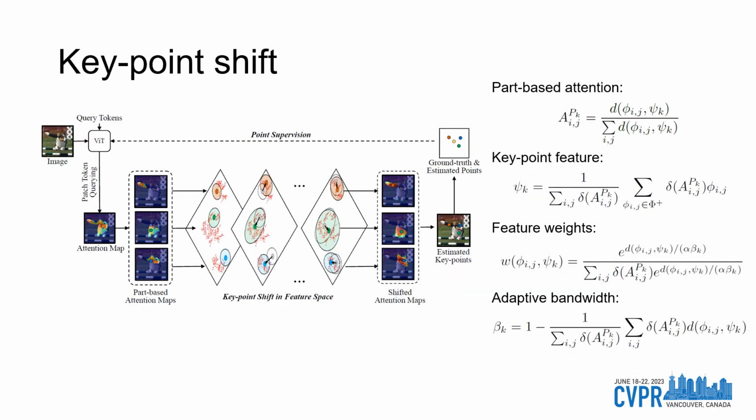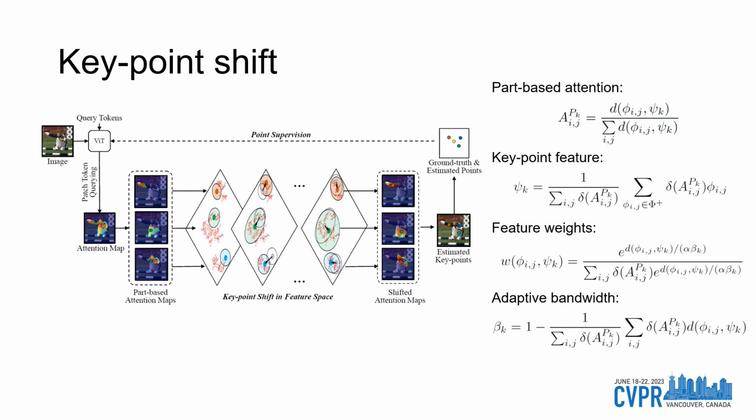In the key point shift step, we begin by randomly initializing several key points. These key points are then adaptively shifted towards stable and extreme points within the feature space. For each key point, we estimate the part-based attention map by calculating the cosine similarity between the key point features and the image features. Next, we utilize a weighted mean shift method with adaptive bandwidth to shift the key points toward semantic extreme points of each part. This refinement process ensures that the key points are accurately positioned to align with the most distinctive and representative areas within each part.